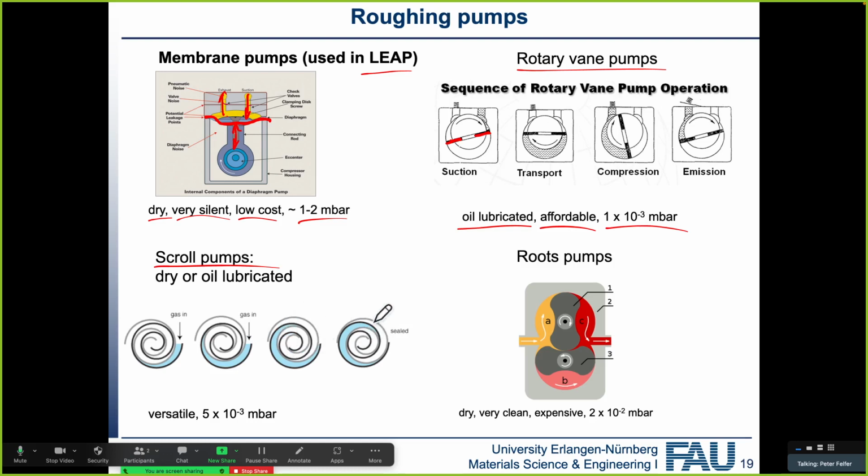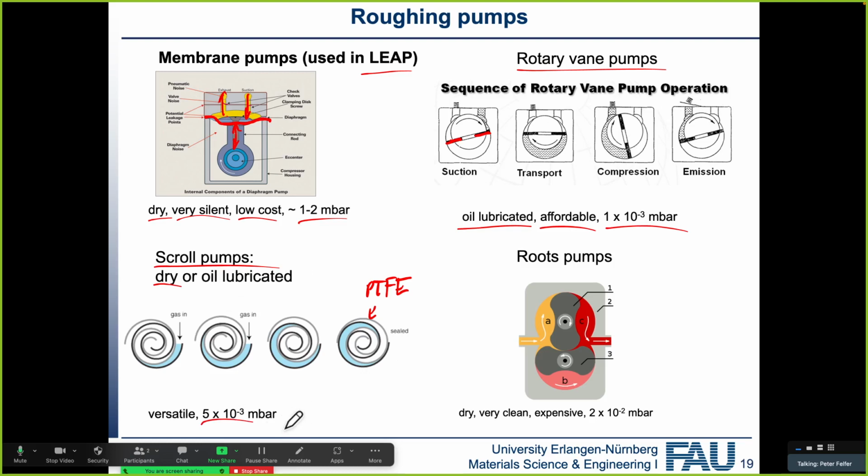And that trapped volume moves from the outside to the inside, or the inside to the outside, depending on how the thing is set up. This is what facilitates the pumping motion. Typically, those scroll tips are made from PTFE, so they're sort of self-lubricating. You can also get them lubricated, but typically they're dry, and they can get you down to about 5 times 10 to the minus 3 millibars.